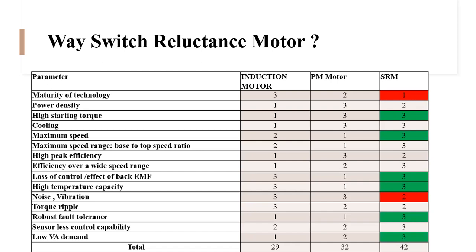Power density is high for the permanent magnet, and second for the SRM motor. High starting torque is the same for the permanent magnet and SRM motor. Cooling of the permanent magnet and SRM motor is the same, but the induction motor has a lower score. For maximum speed range, SRM has the advantage. High peak efficiency, SRM is second in scoring, and for range of high speed, SRM is also high.